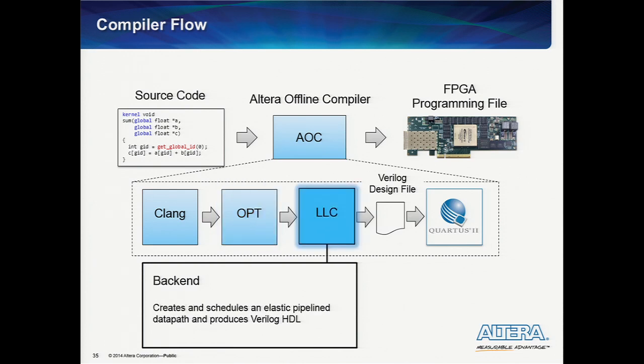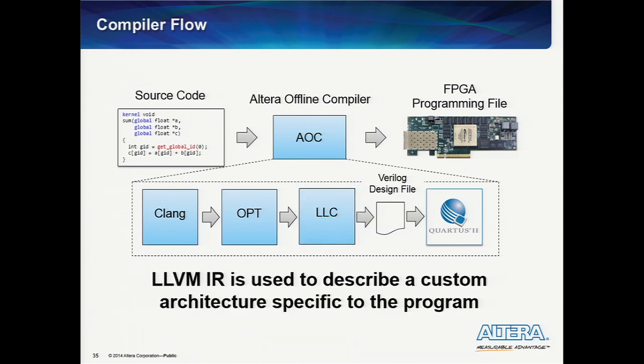Our backend will create and schedule an elastic pipeline data path, and it's going to write out the Verilog file. We try and keep the backend as simple as possible compared to our optimization stages. And probably the most interesting thing is we're using the IR to describe an architecture. It's not just a set of instructions going to be run on some hardware. We're going to describe the whole program's architecture with our IR.